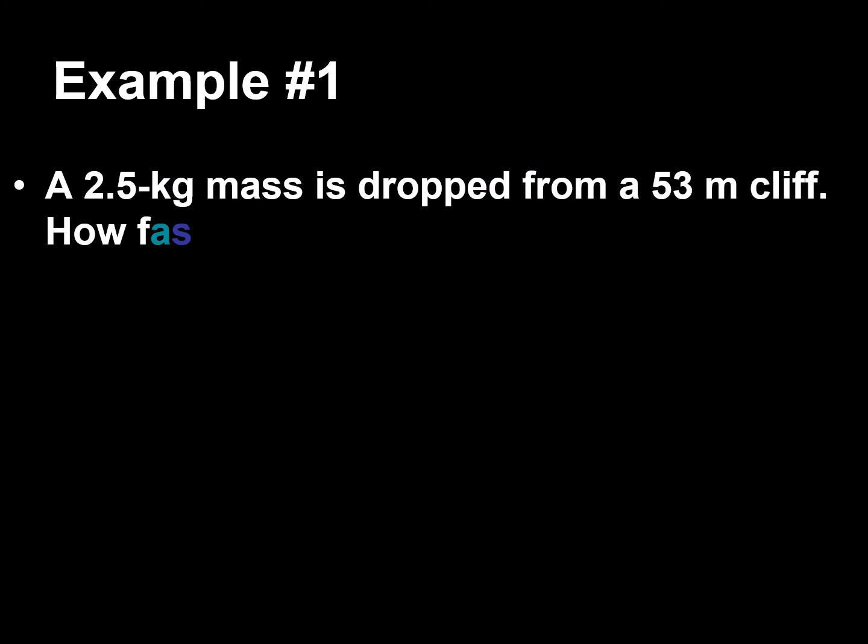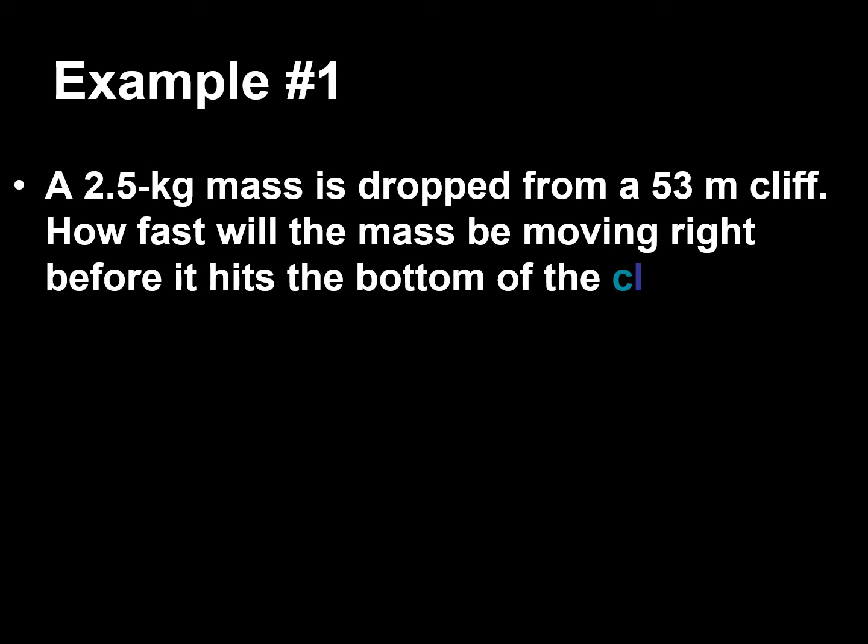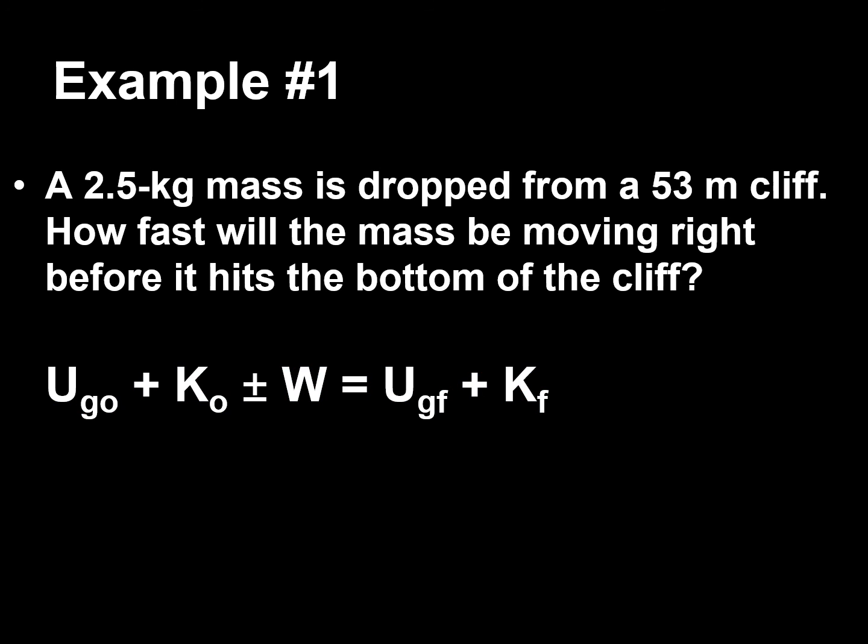All right, for our first example, it says a 2.5 kilogram mass is dropped from a 53-meter cliff. How fast will the mass be moving right before it hits the bottom of the cliff? We're dealing with different types of energies. Because I'm dealing with a changing height, I'm dealing with gravitational potential. And when it hits the bottom, it's going to be moving, so that means with motion, we have kinetic energy.